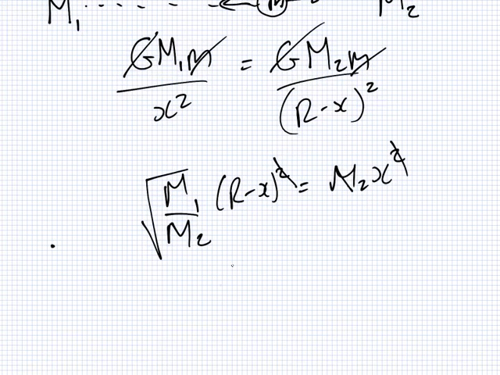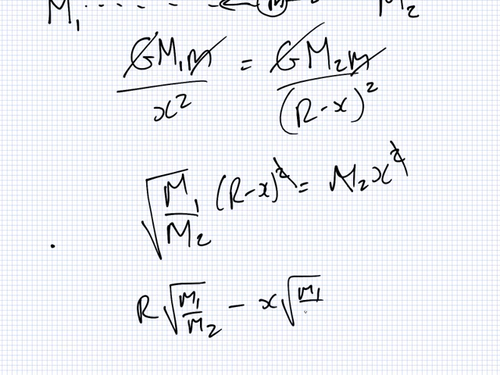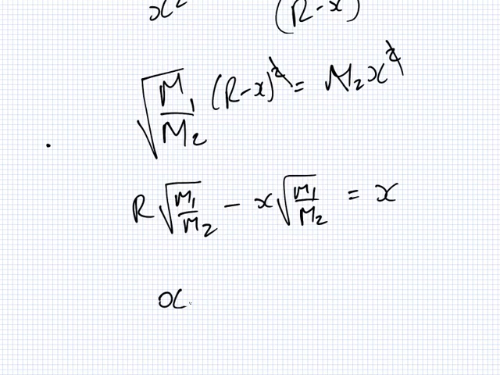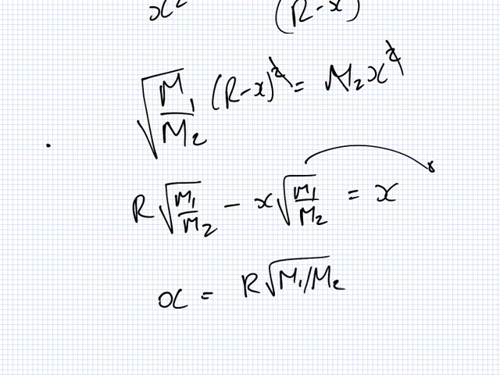So now I would have root m1 over m2 minus x root m1 over m2 equals x. No, sorry, not m2, just x, because I brought the m2 down. So now I can get my answer. X is, take that over, root m1 over m2 over 1 plus root m1 over m2.